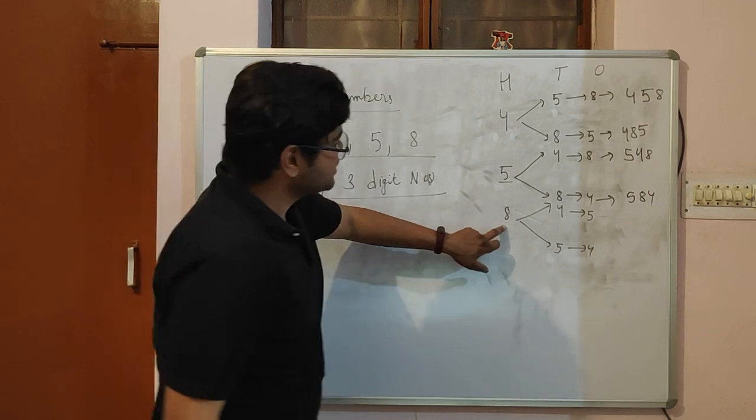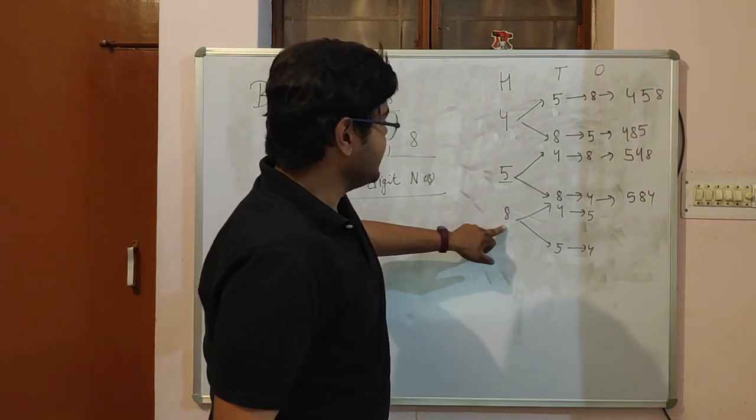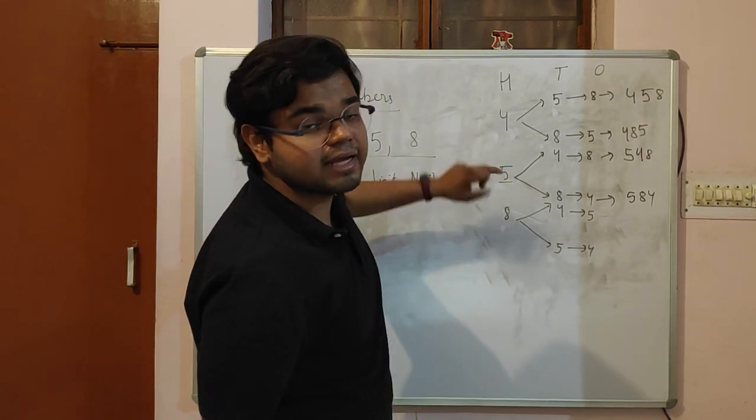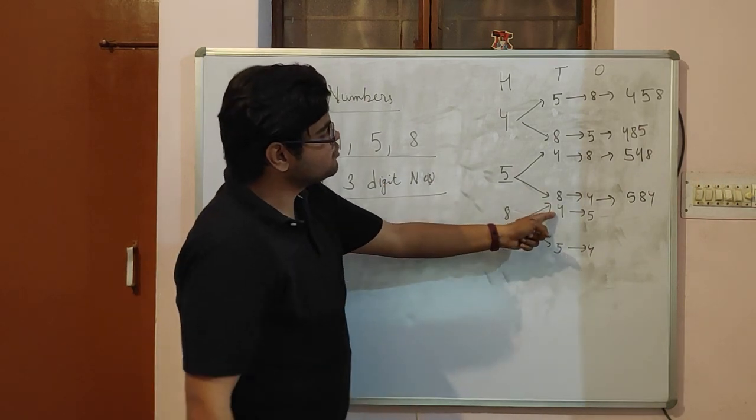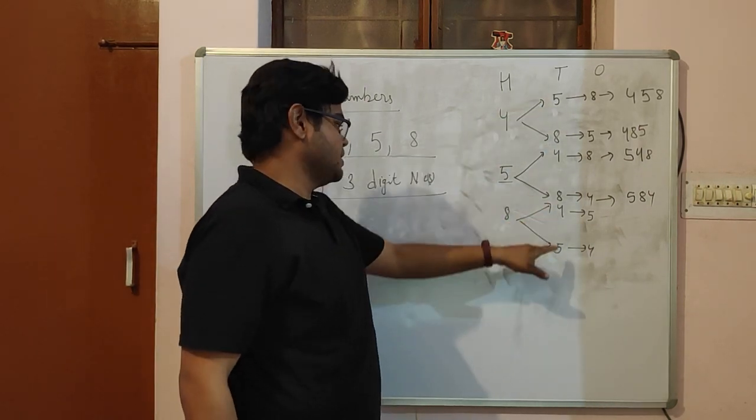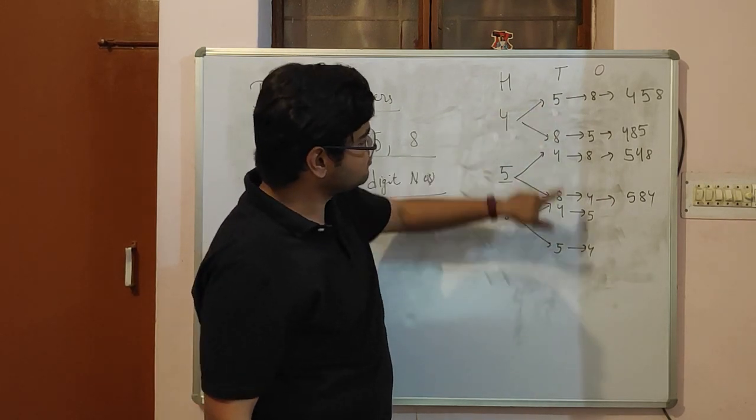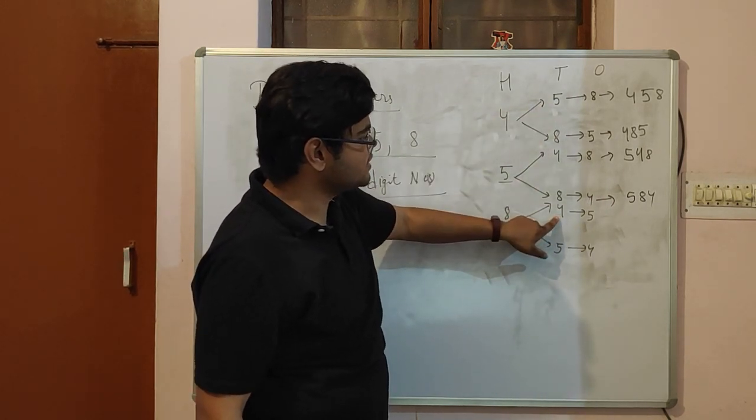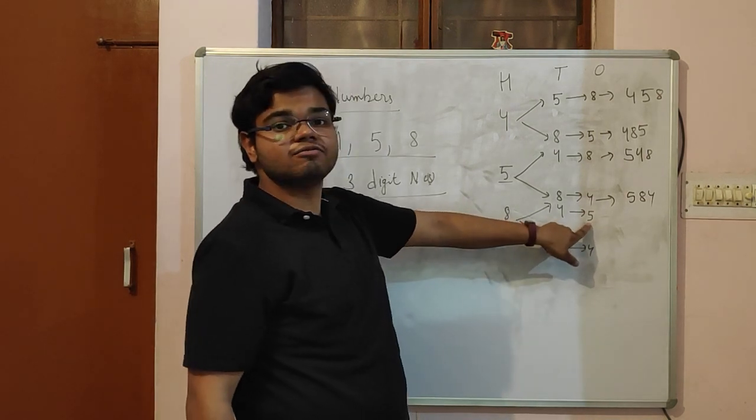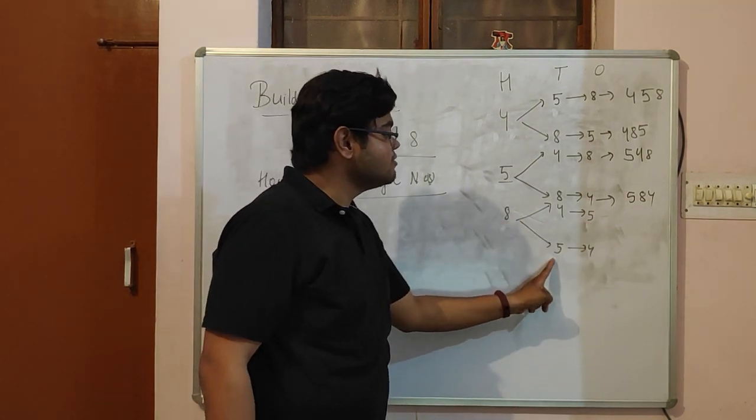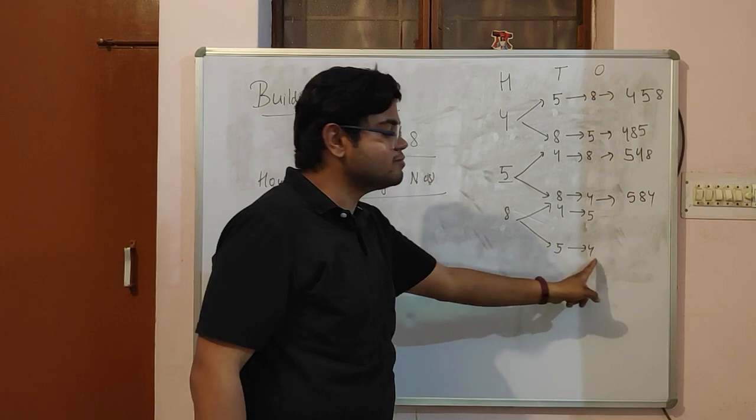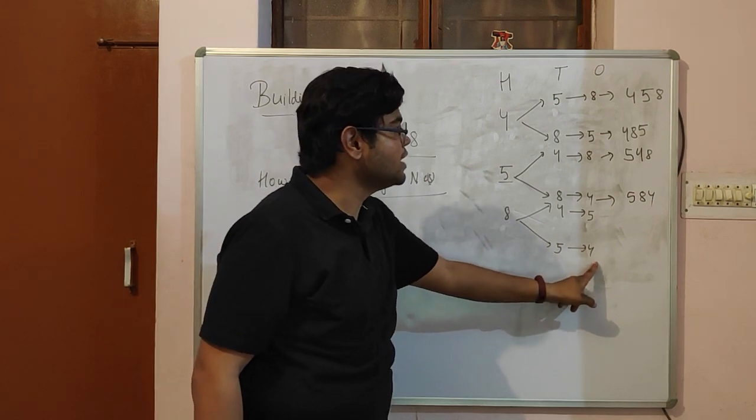Now what did we do here? We fixed 8 here. And what are we left with? 4 and 5. So 4 is fixed at tens place and 5 is fixed at tens place. So when we fixed 4 at tens place, what were we left with? 5. So we put 5 here. And when we fixed 5 at tens place, what were we left with? 4. So we put 4 at ones place.